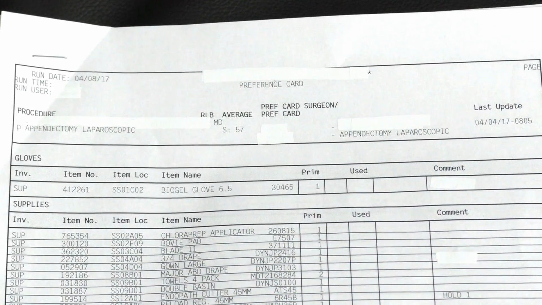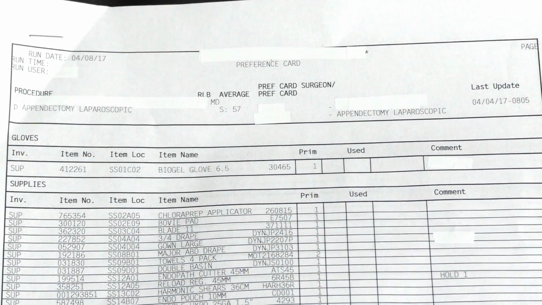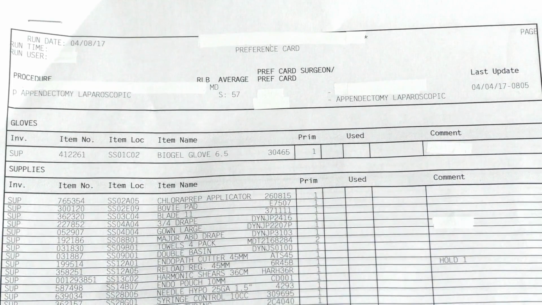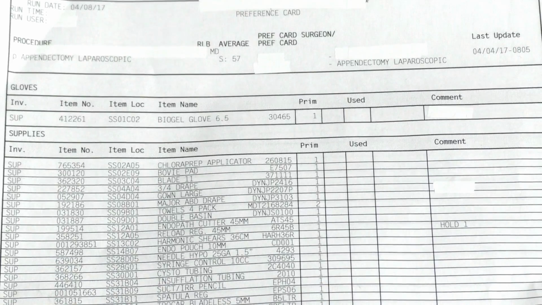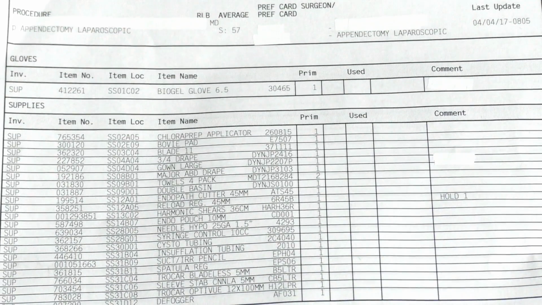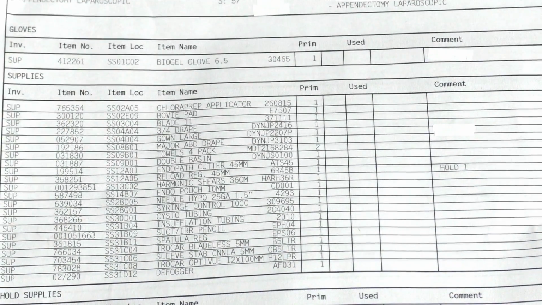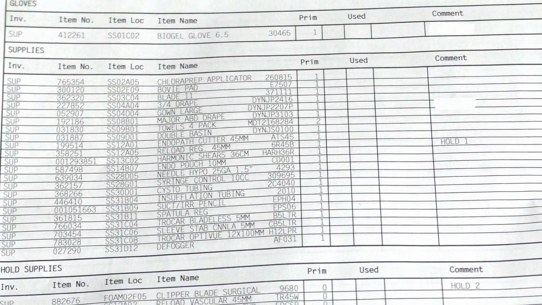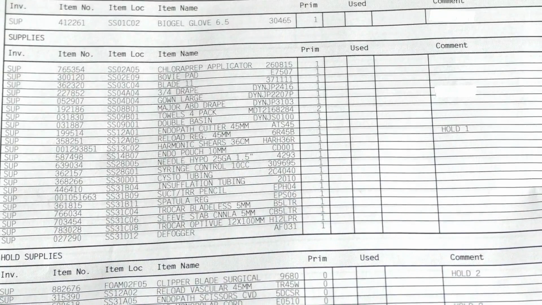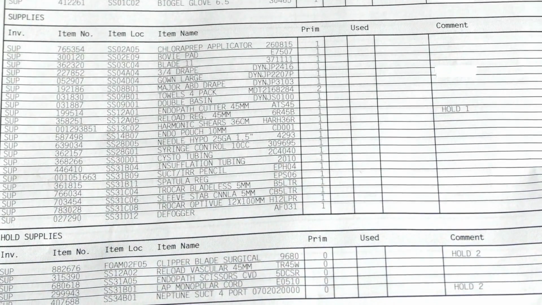So as we can see, the preference card starts off with the surgeon's gloves. Got to know what the surgeon wears for gloves, right? Going on down the line, we have supplies. This first grouping of supplies are actually all of our open supplies. So those are all the supplies that I'll be opening on the field for this case immediately to set up for it. Continuing down, we have hold supplies.